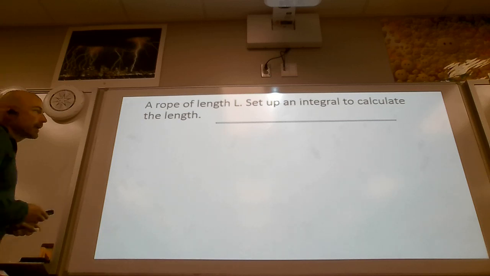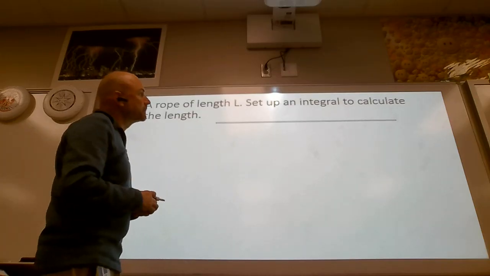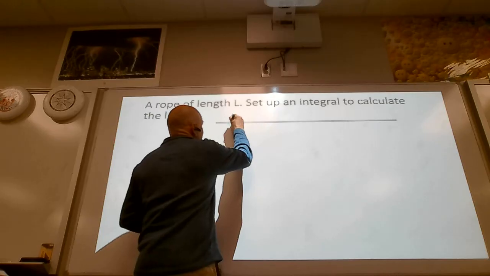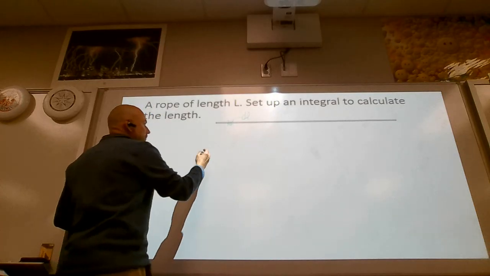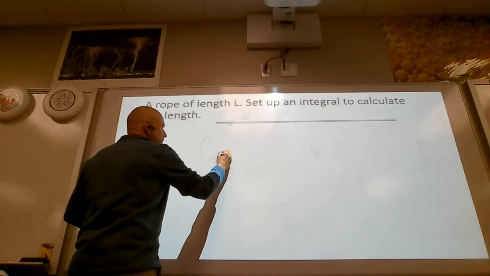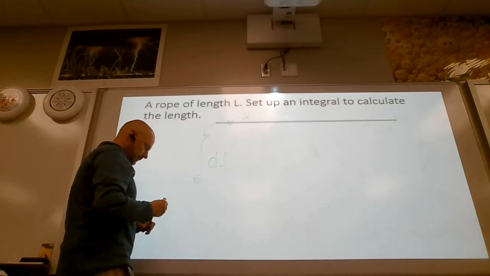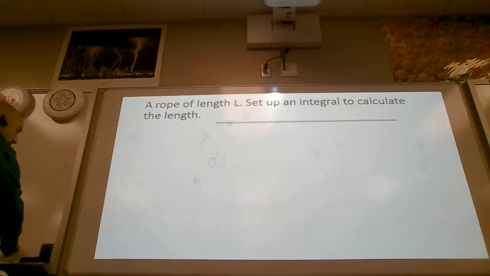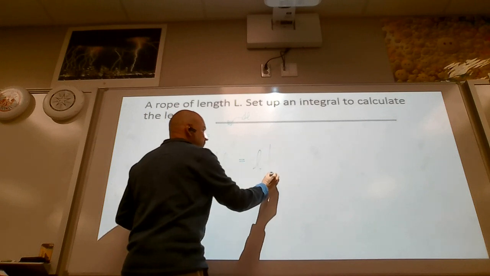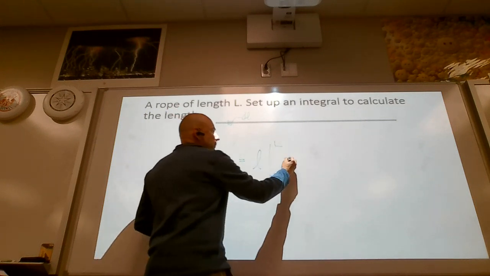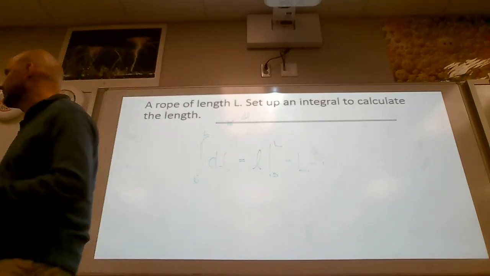All right, we're going to learn about how to set up integrals. First example, we've got a length of rope L. I want to calculate the length. I'm going to divide this up into infinitesimally small little pieces of dl, a differential, if you will. And I'm going to add those little pieces up from 0 to L. And that is going to give us L from 0 to L. We get length L. Okay.